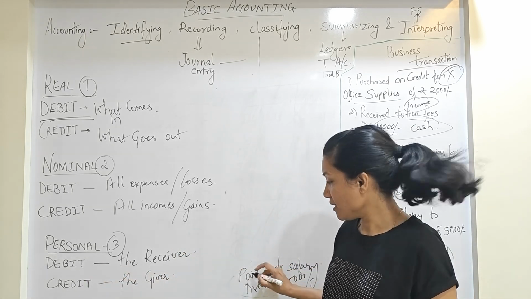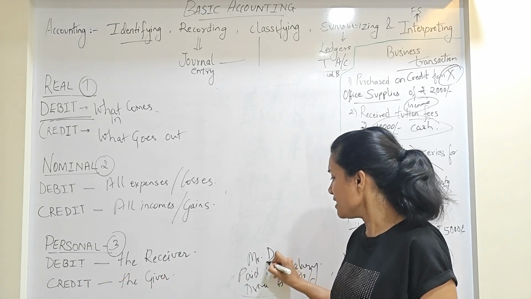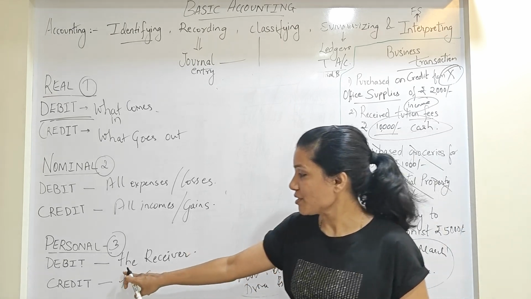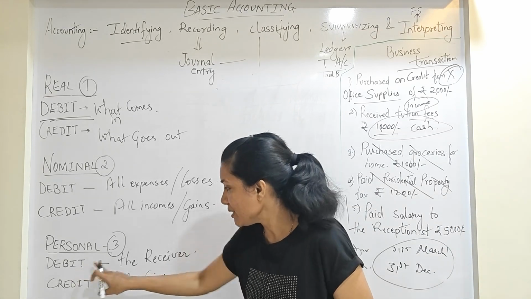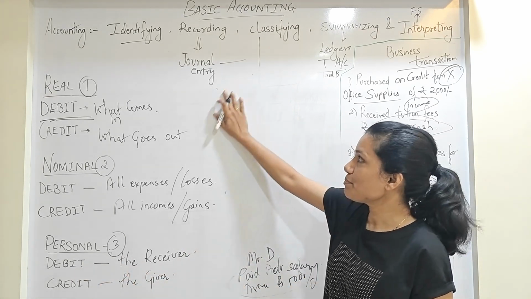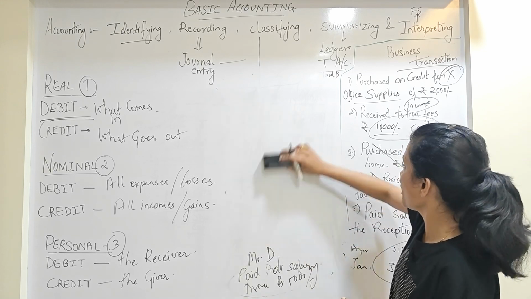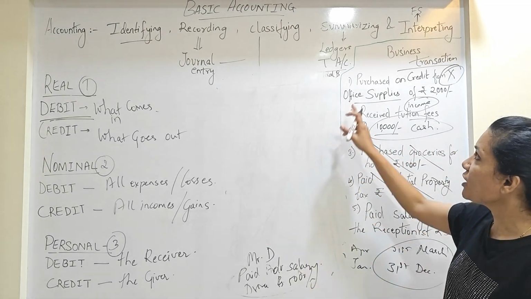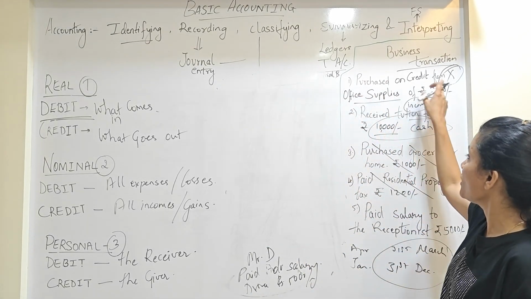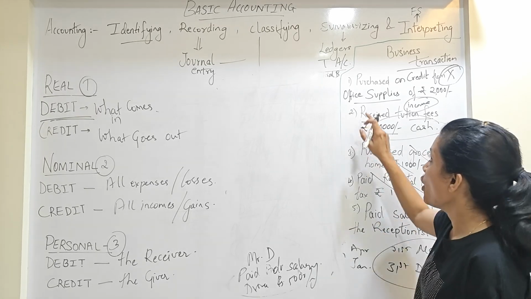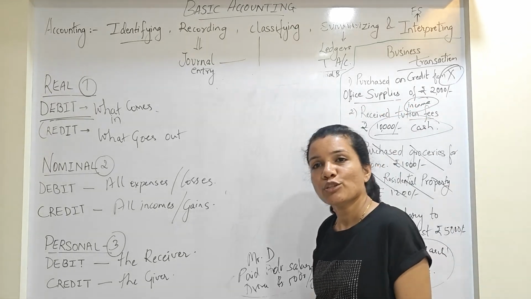So he is, let's say, Mr. D, the driver. He becomes the receiver. Debit the receiver. So let's pass journal entries on the basis of these classifications. The first transaction says purchased on credit from X office supplies of rupees 2000.